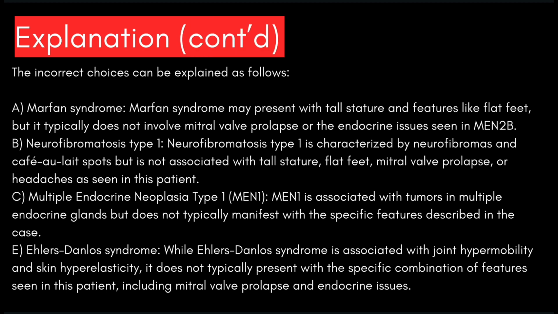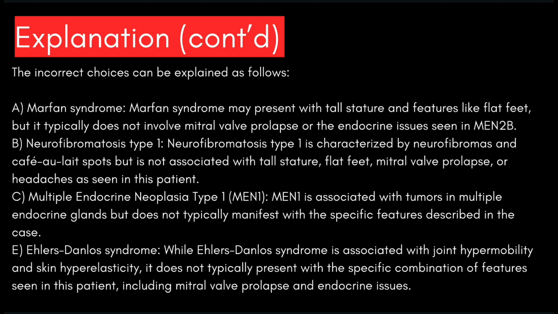Let's see why the other answer choices are incorrect. Marfan syndrome. Marfan syndrome may present with tall stature and features like flat feet, but typically does not involve mitral valve prolapse or the endocrine issues seen in MEN2B. Neurofibromatosis type 1. Neurofibromatosis type 1 is characterized by neurofibromas and café au lait spots, but is not associated with tall stature, flat feet, mitral valve prolapse, or headaches as seen in this patient.